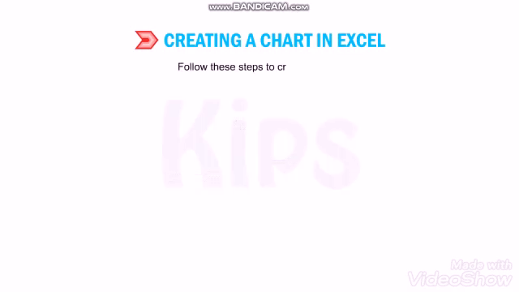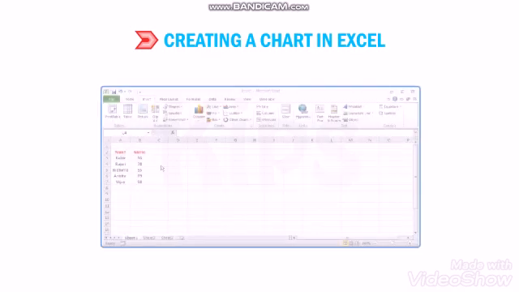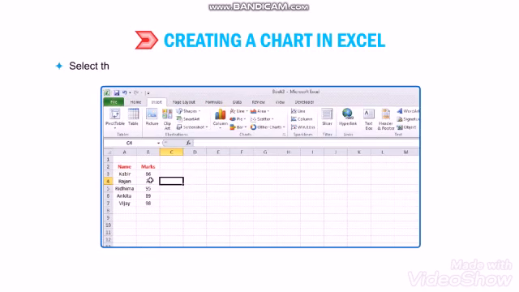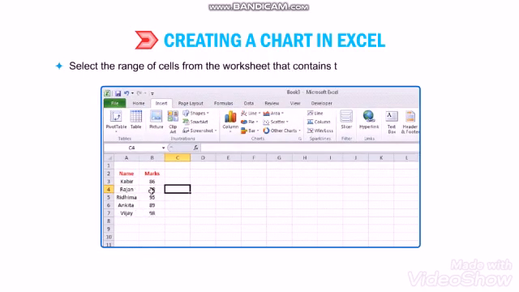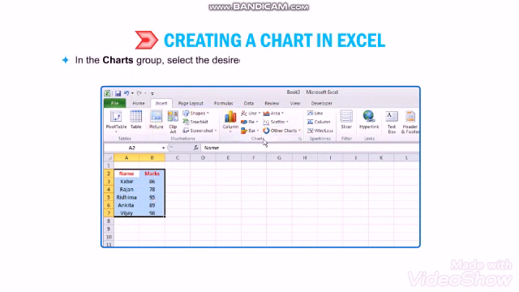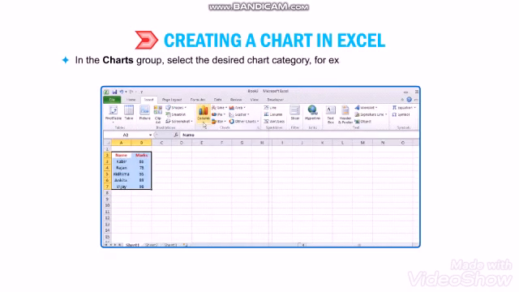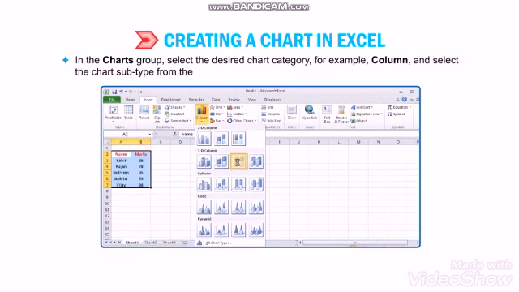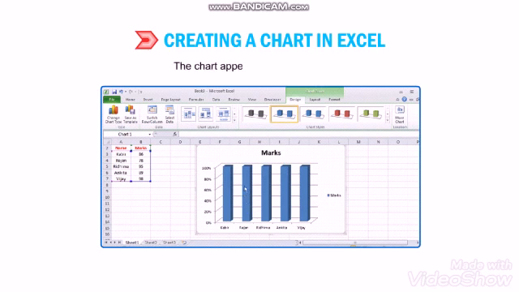Follow these steps to create a chart. Select the range of cells from the worksheet that contains the source of data for the chart. For example, select the range A2 to B7. Click on the Insert tab. In the Charts group, select the desired chart category, for example, column, and select the chart subtype from the displayed choices. The chart appears on your worksheet.